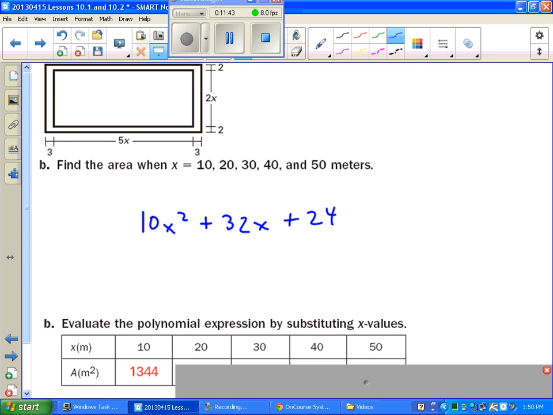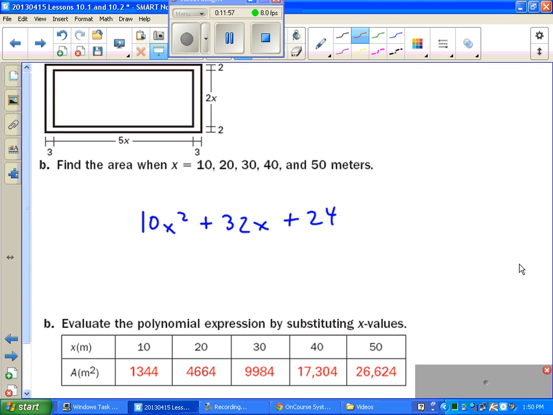You can do the same thing with the number 20. When you plug it in, you get 4664. Same thing with 30, 9984. With 40, 17,304. And with 50, finally, 26,624. And all it is plugging in each of these values, 20, in place of not just that x, but in place of both x values. Remember your order of operations, parentheses, then exponents, multiplication and division, followed by addition and subtraction.